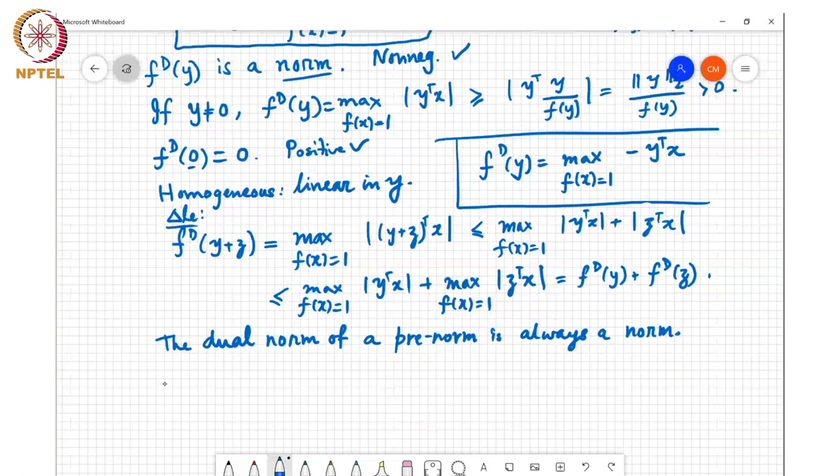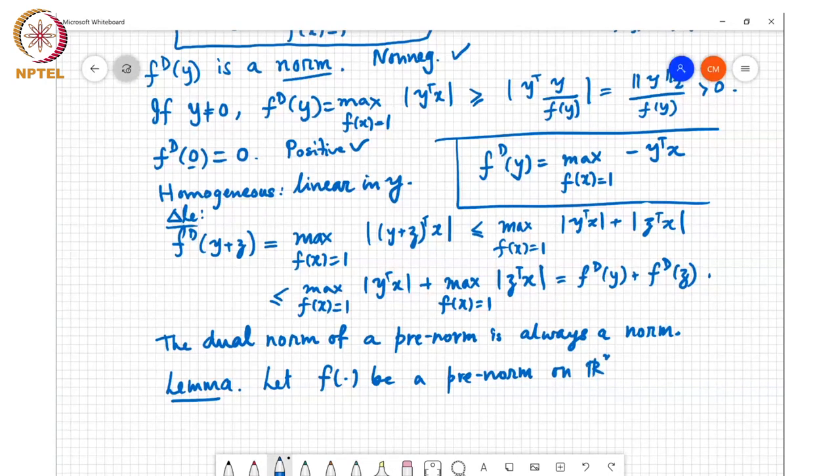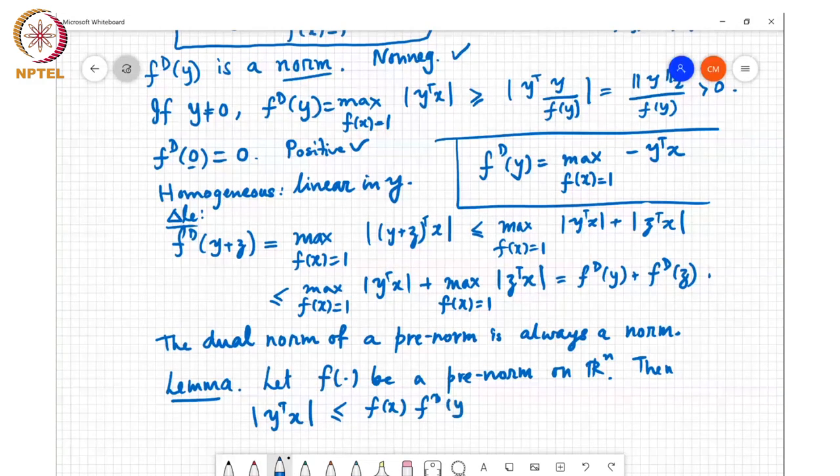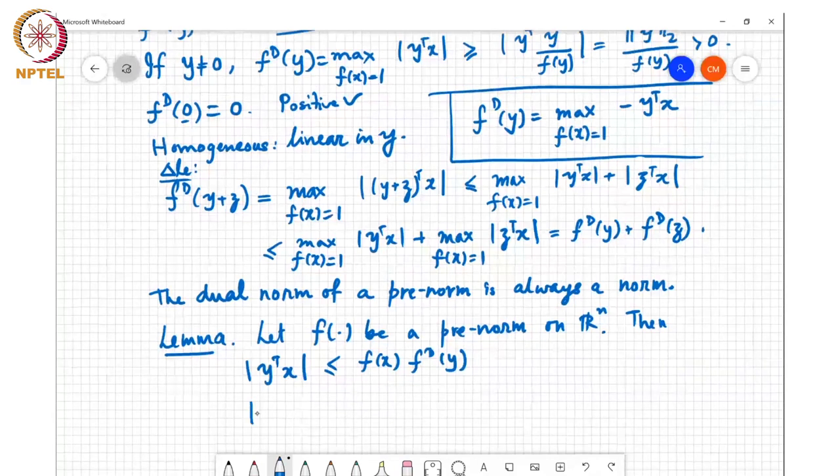So we have a couple of properties of these dual norms. The first is that, let F be a prenorm on R to the n, then mod of Y transpose X is less than or equal to F of X F D of Y, and it's also less than or equal to F D of X times F of Y.